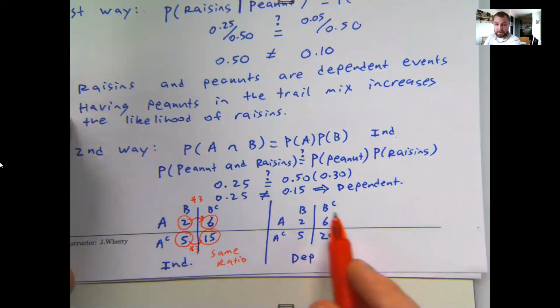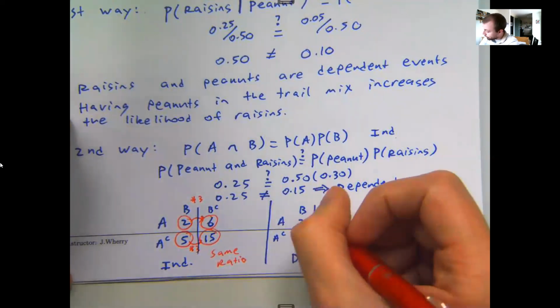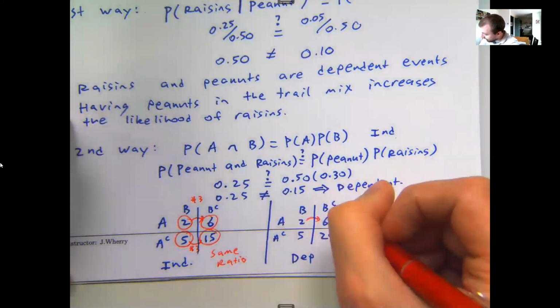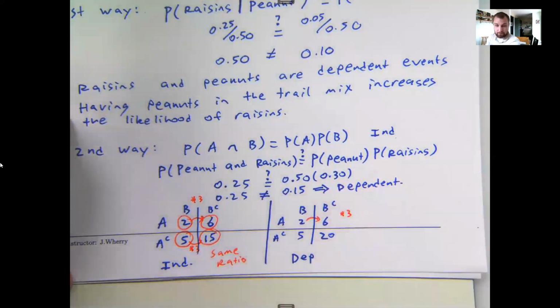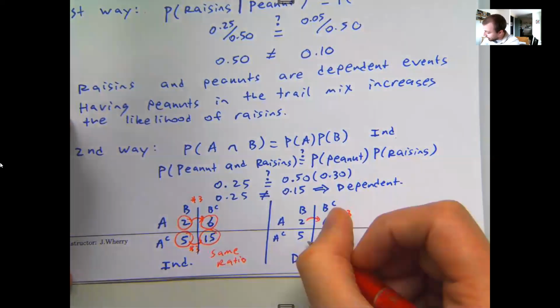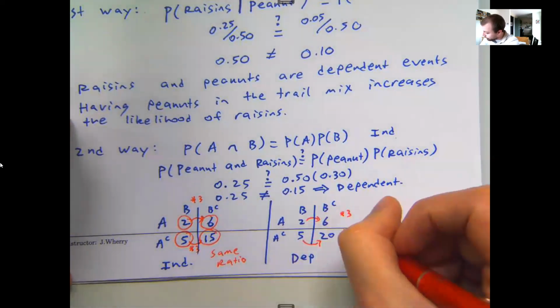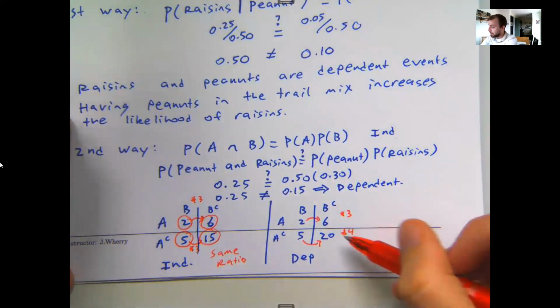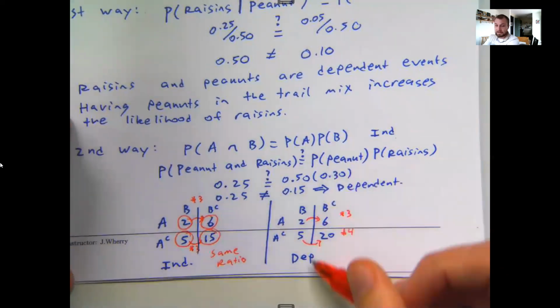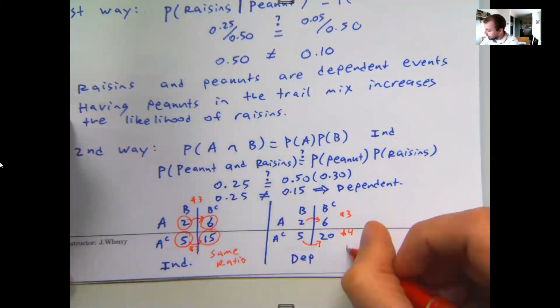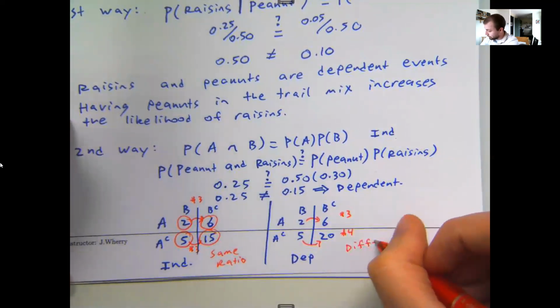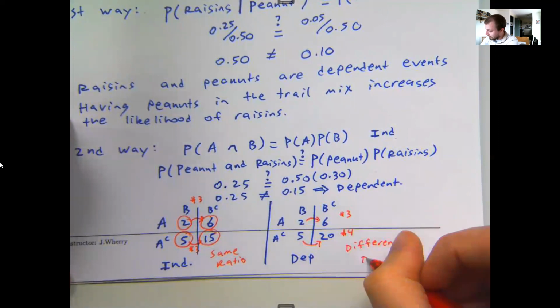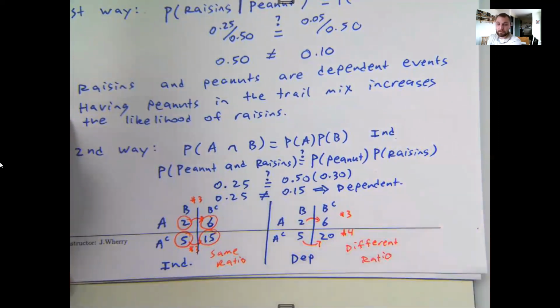Let's see what it looks like now for dependent. To get from 2 to 6, I multiply by 3. To get from 5 to 20, I would multiply by 4. It's not the same number that I'm multiplying consistently down the row here. I have a different ratio. And that different ratio means there's a relationship between the variables.